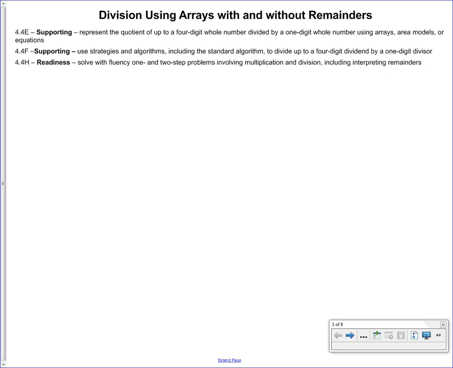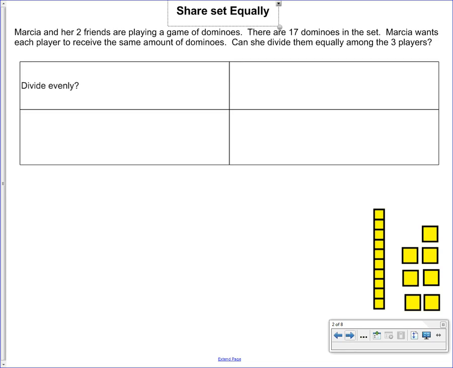This video is the first video in the series for division using arrays with and without remainders. Here are the techniques that I'm going to be covering. Let's get started. So in this problem, I'm going to share a set equally. I'm going to show you guys what that looks like.